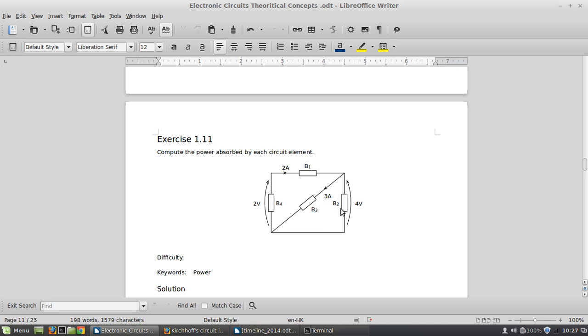And for B1, current is known but voltage is unknown. Alright, and what can be done?